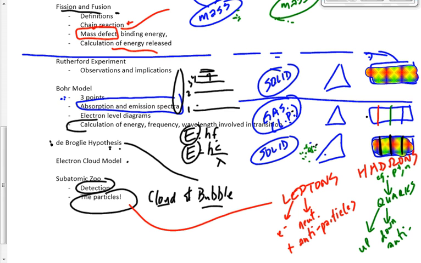Okay, the antiparticle is identical in every way to its regular particle, its matter equivalent, except for one property, which is usually charge. Okay.